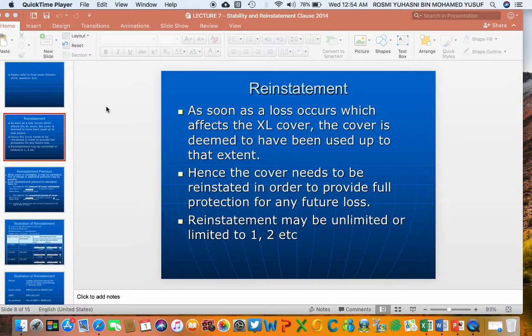Because every time the insurer makes a claim to the reinsurer, the original excess of loss cover will reduce to a certain amount. So since there is a possibility that the cover will become zero if there are a lot of claims made by the insurer, in the case of reinstatement, the reinsurer will allow the insurer to increase the cover back to the original amount whenever there is a claim.